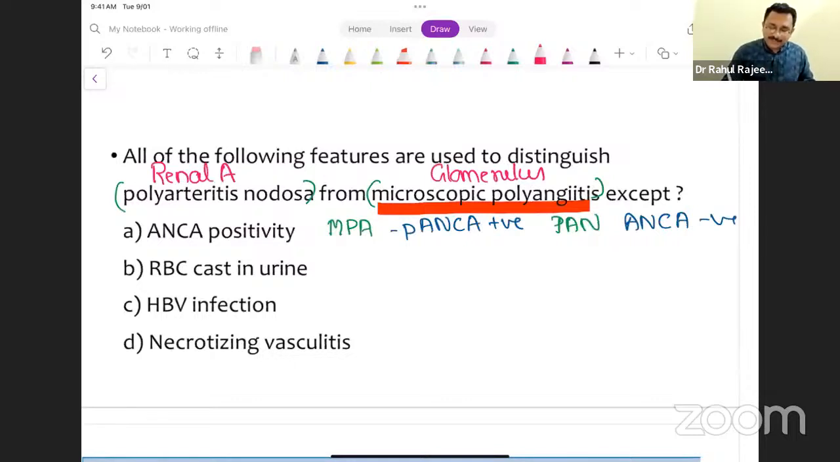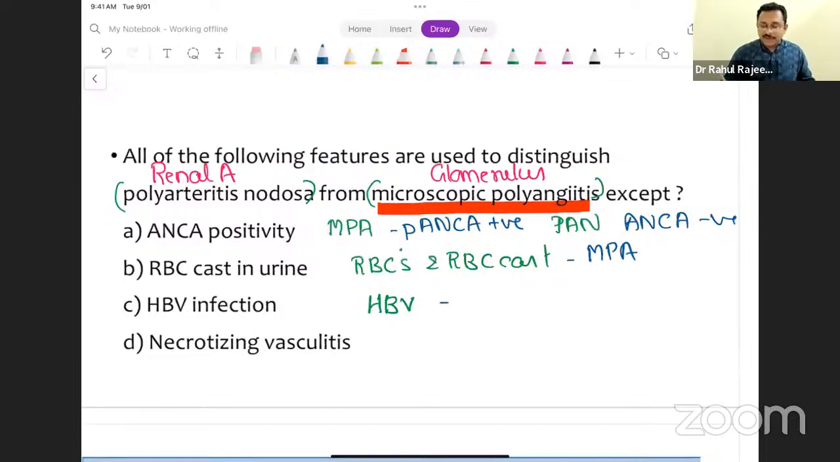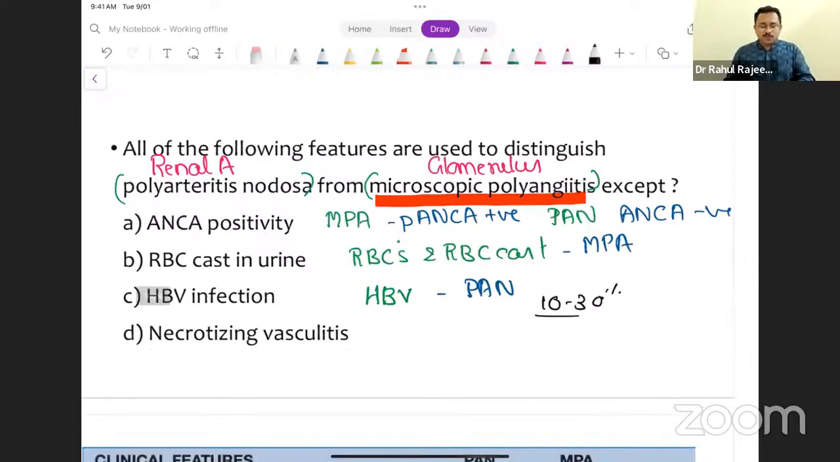So remember, if the patient is having any sort of RBCs and RBC cast, that would be seen in case of which condition? It would be seen in case of microscopic polyangiitis. Okay, the next option, HBV infection. So hepatitis B infection is very closely associated with which condition? Polyarteritis nodosa. 10 to 30% of patients with polyarteritis nodosa often have associated hepatitis B virus infection because the hepatitis virus antigen can act as a trigger for this vasculitis. Okay, right. So that is also clear.